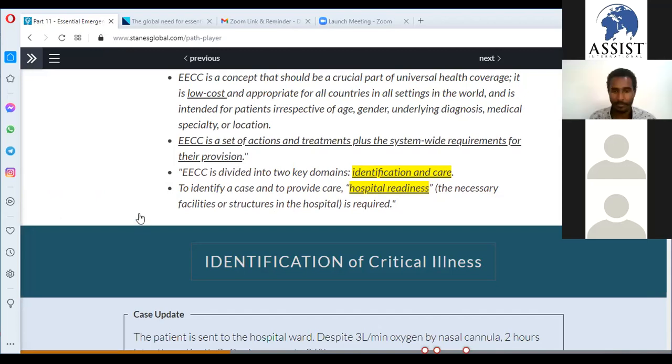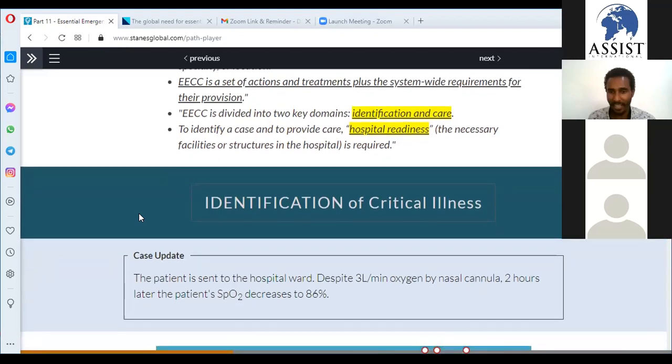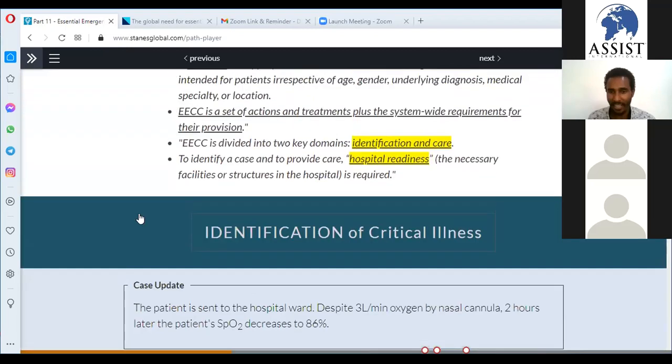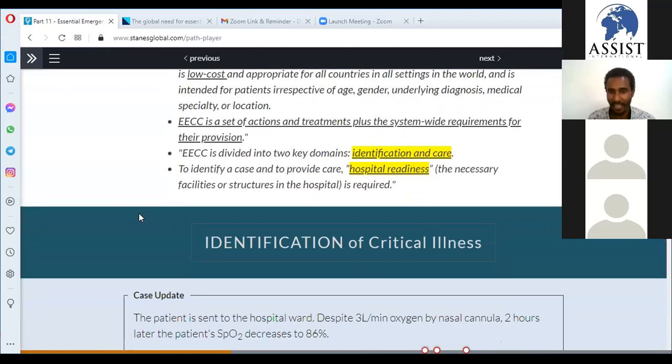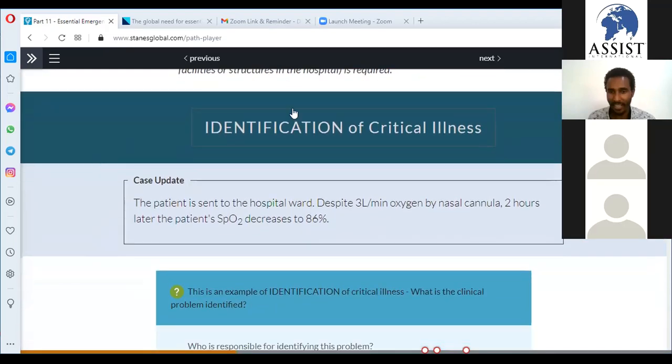service. And also we need hospital readiness in terms of its infrastructure, its structures, and its human resources that are important to provide these services effectively. So we will see each component needed for identification and needed for care of a patient, in terms of the structure, the human resources, and the supplies, in our further discussion.